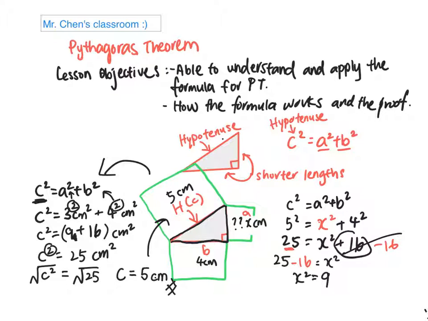So from there, x squared is 9. What is x? You need to square root that, and you have to square root the other side as well, which will equal 3 centimeters. So that is how you use Pythagoras theorem to find one of the lengths. It doesn't matter whether it's the hypotenuse or the two shorter lengths, if one of them is not given.